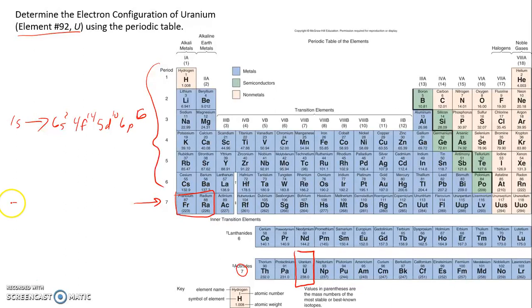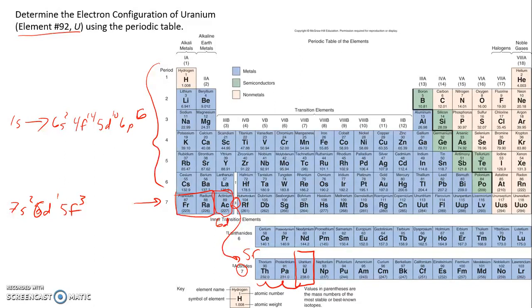Here's your 7s2. And then that would be a 6d. You have 1 electron in the 6d orbital. And then here we get down to the 5f orbital. So this would be 5f, 1, 2, 3.